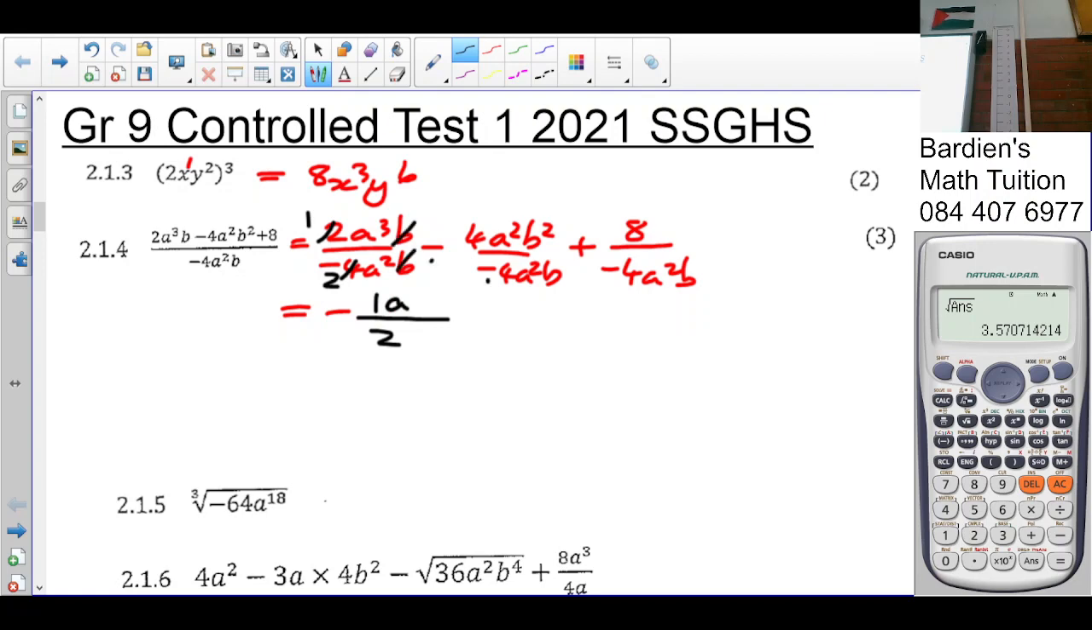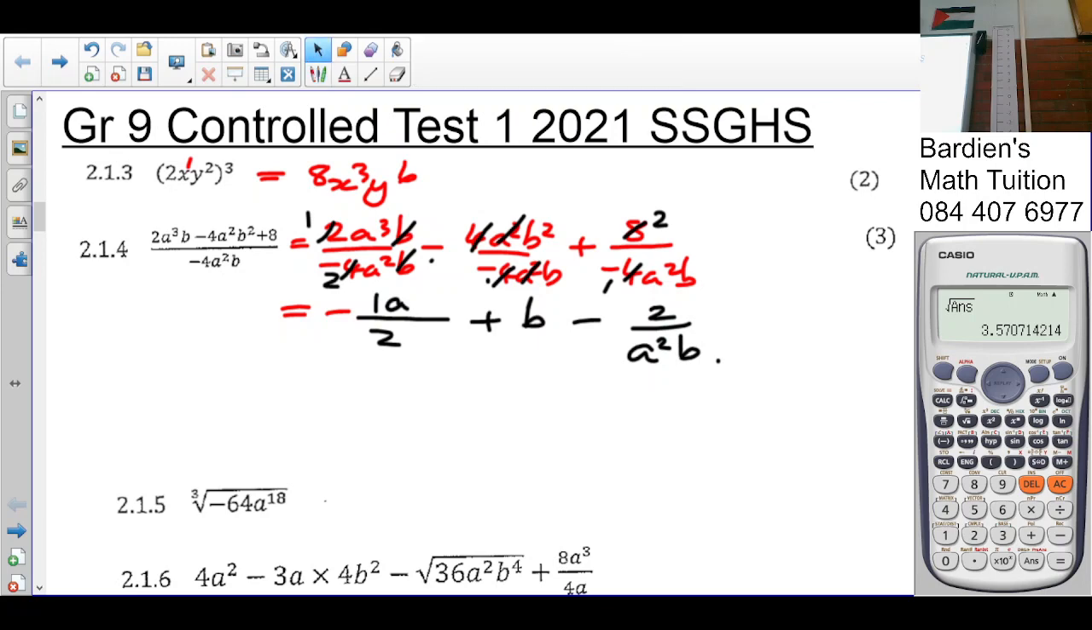What's negative divided by negative? Positive. 4's cancel. a squares cancel. Where's the more b's, on top or at the bottom? Top. So it's this b. I can write it as b or b to the 1. What's positive divided by negative? Negative. 4 going into 4 once, 4 going into 8 twice. Where's the more a's? Bottom. Where's the more b's? Okay. You guys understand?